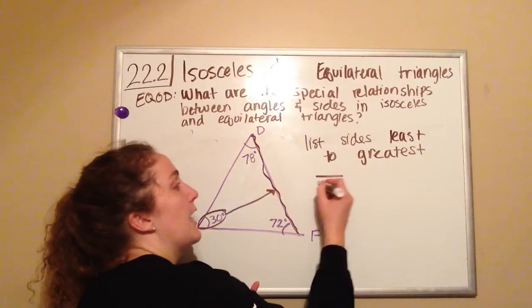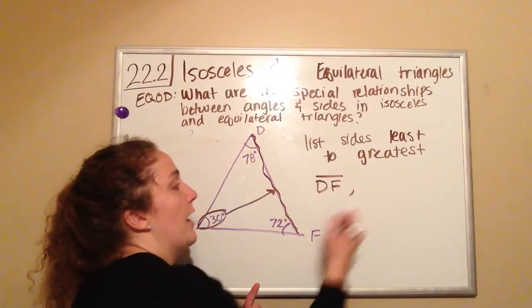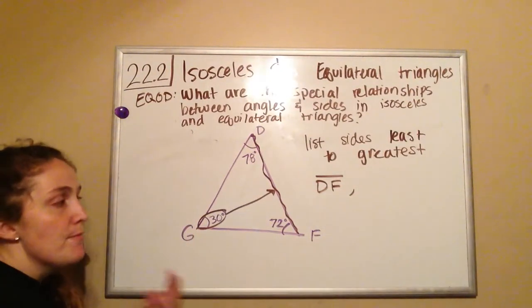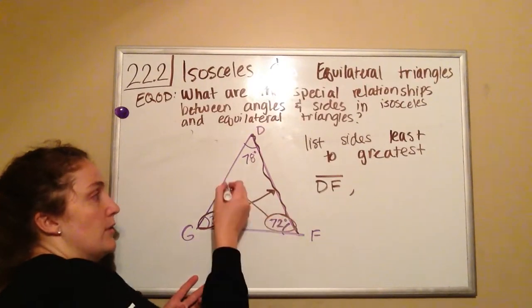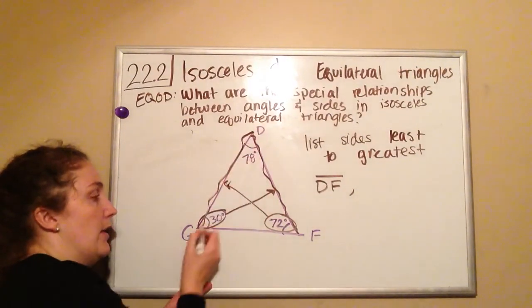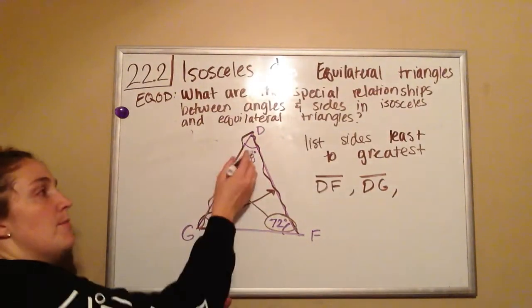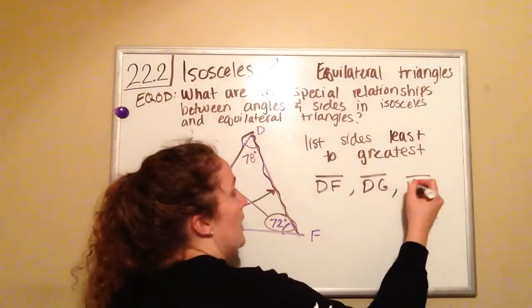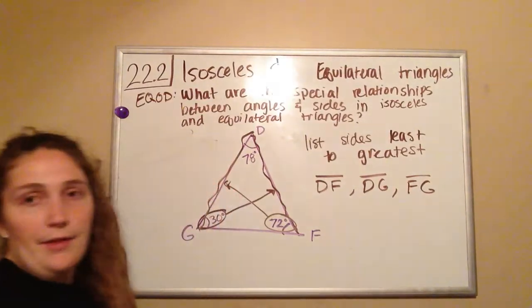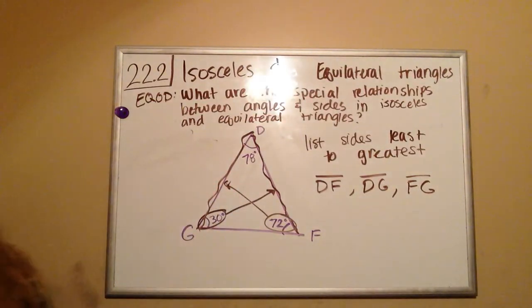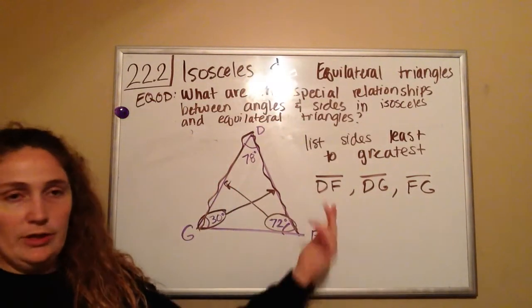So my first side should say DF or FD. My middle is my 72 degrees. So if I look across from it, I'm at this line right here, which is DG. And then my biggest is FG. That's exactly what my list should look like. These letters could be switched, the order, that's fine.